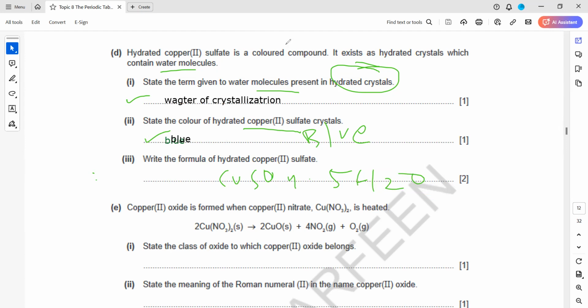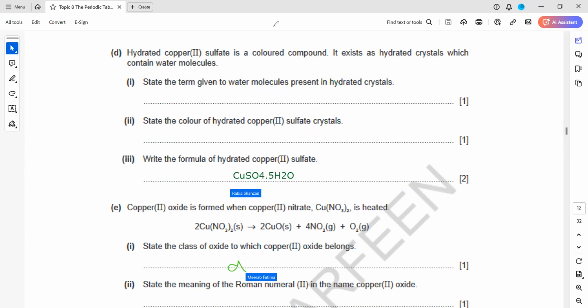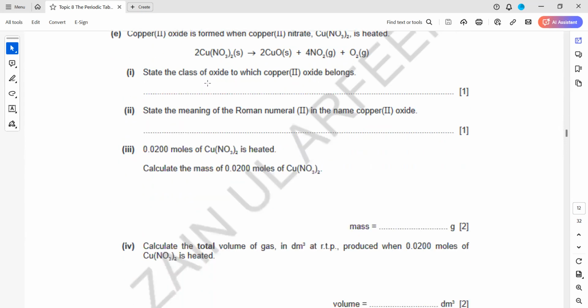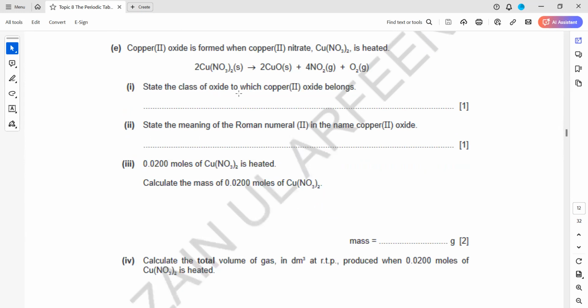Then in part E, CuSO4·5H2O is the formula for the hydrated salt. Just a minute, let me scroll down. This is part E. Copper(II) oxide is formed when copper(II) nitrate is heated. State the class of oxide to which copper(II) oxide belongs. Because it's a metal oxide, metal oxides are also known as basic oxides.